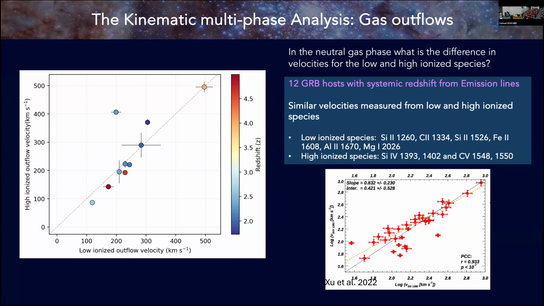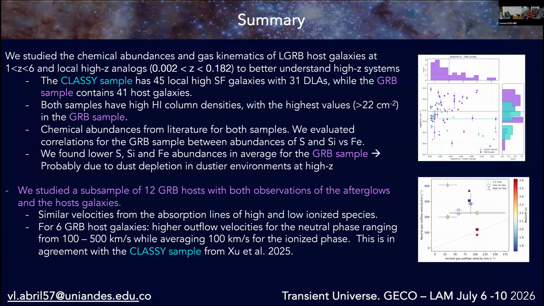In the sample, we also tried to compare, in the neutral gas phase, the velocities that we measure from low ionized species and high ionized species. We have a very good agreement, except for a pair of outliers. That is also in agreement with the studies on the local high redshift analogs.